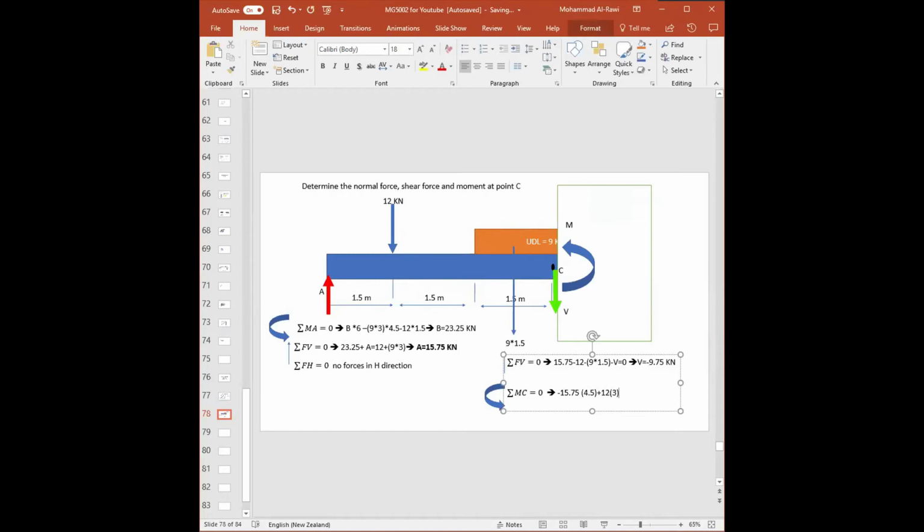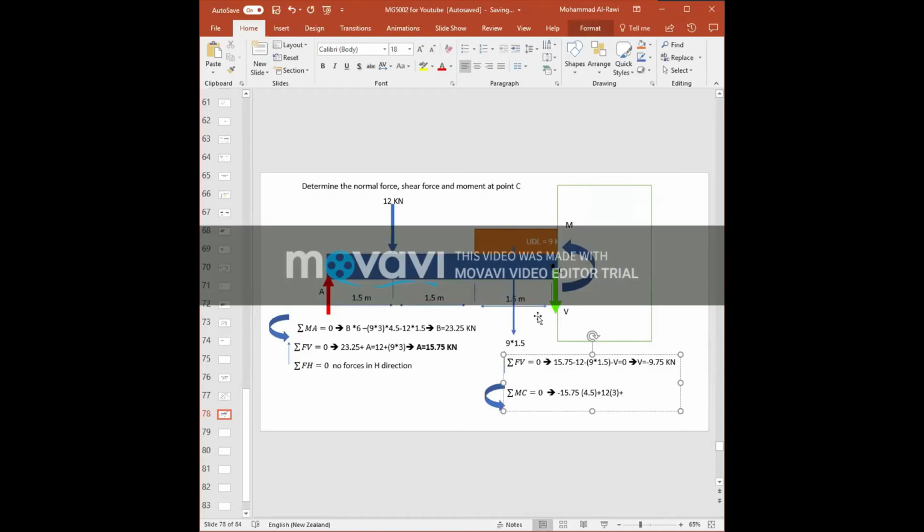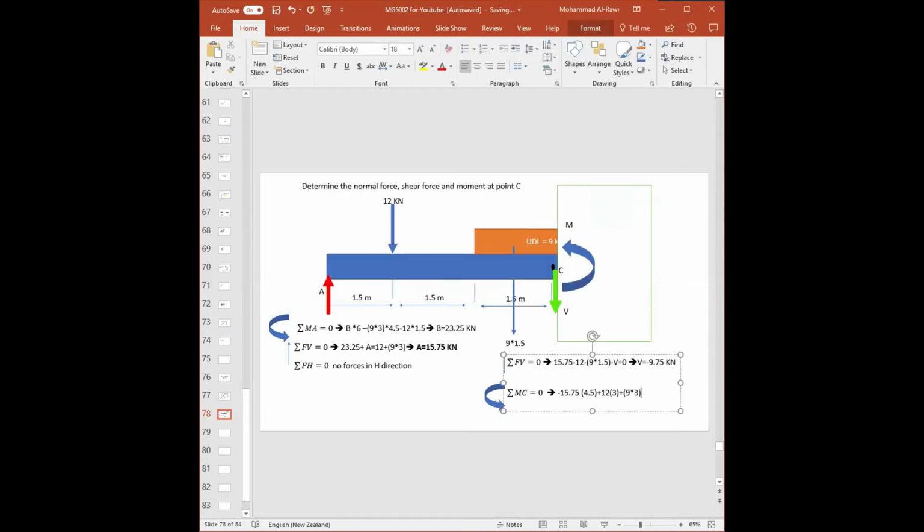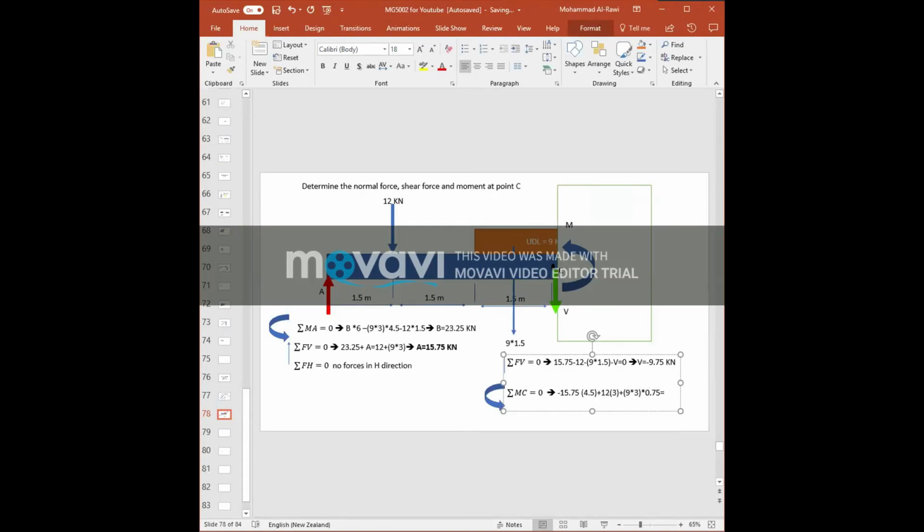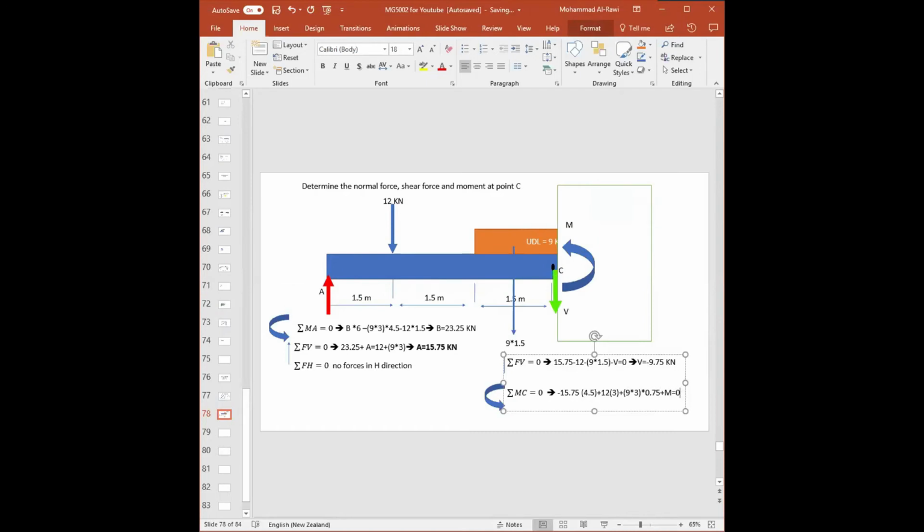Awesome. Plus, what do you have? The UDL. So it's positive. The UDL would try to rotate me in that direction. So what would be the UDL? The UDL is 9 kilonewtons per meter. So 9 times 3, that's kind of a force, multiplied by the distance, which is half of that. So half of 1.5 is 0.75, equals to what? I missed something. Don't miss something. Which direction will my M at C be rotating here? It's counterclockwise, so plus M equals to 0.